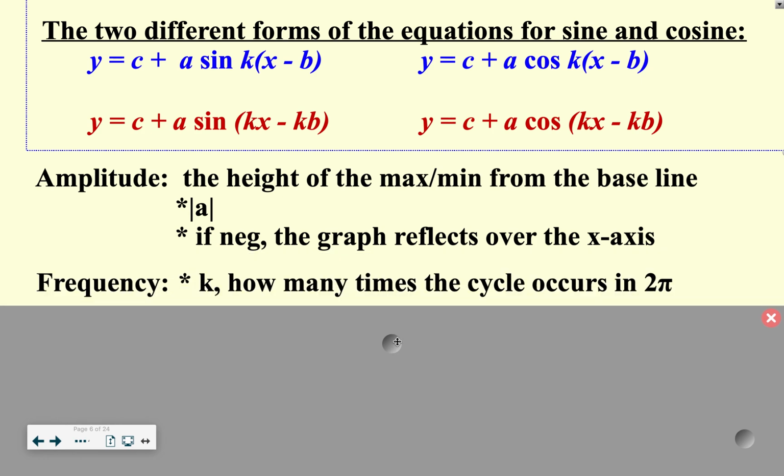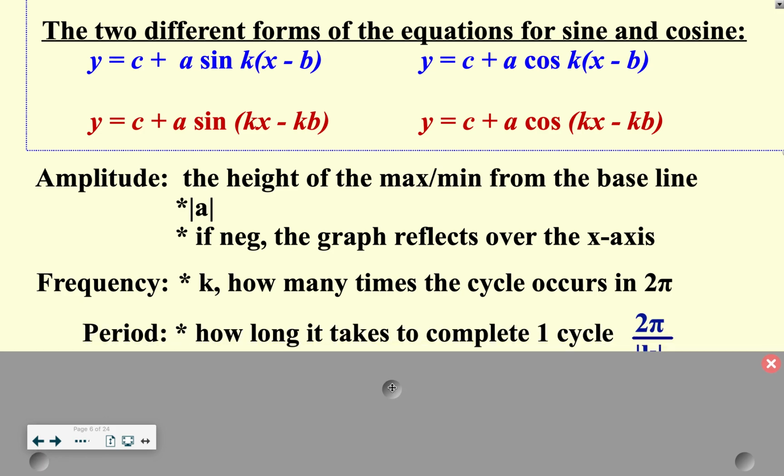Okay, frequency is how many times a cycle occurs between 0 and 2 pi, so in a length of 2 pi, and that's going to be k. So k, whether it's factored out or factored in, doesn't matter. That tells you how many cycles you'll see in the distance of 2 pi. So obviously the bigger k gets, the more shrunken your cycles will be. And the smaller k gets, I'm going to have less of a cycle between 0 and 2 pi. It's going to stretch out, and you will also see that.